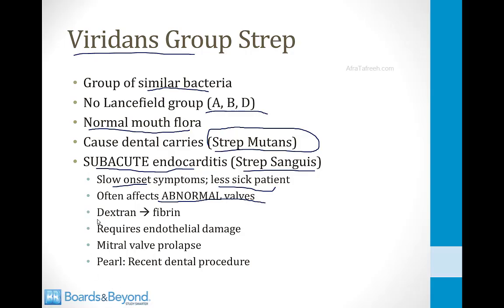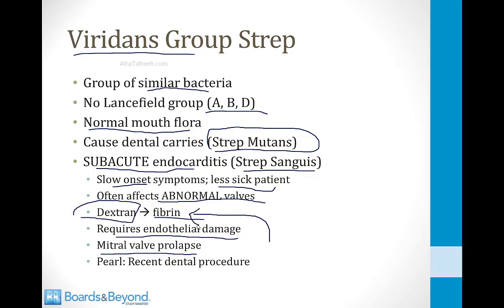One thing to know about these bacteria is that they synthesize dextrans, and dextrans can bind to fibrin. So where is fibrin going to be present on the body? Well, it's going to be present where there is endothelial damage. So the way this classically causes endocarditis is someone has mitral valve prolapse and they have a damaged mitral valve, and there is some fibrin sticking out into the bloodstream.